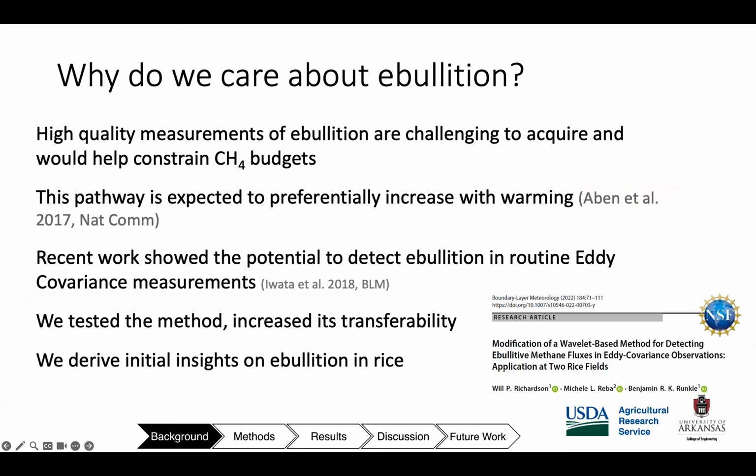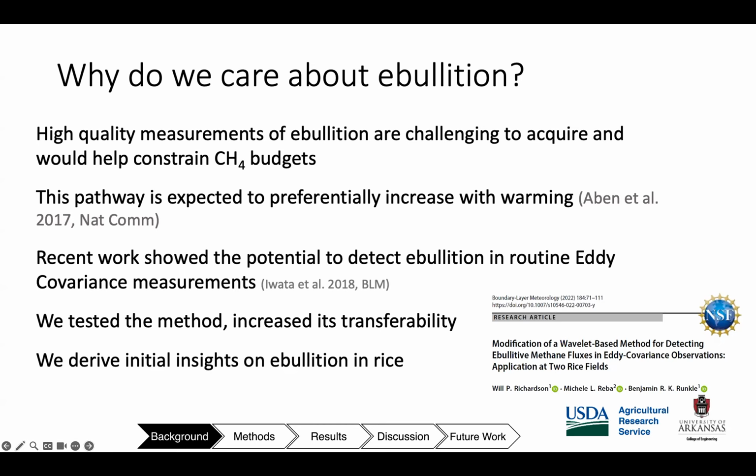So why do we care about ebullition? It's challenging to get, and it would really help constrain the methane budget. I co-organized a session on methane flux at AGU, and half of the speakers said something about, oh, and then there's ebullition. It's really difficult to get an accurate reading of something that's this sporadic in time and space. We have a site in our paper, that I'll talk about in a moment, where in different landscapes ebullition can be between 1% and 90% of the methane flux. So it's a really unconstrained part of the methane budget. There's also evidence that it will preferentially increase above the other pathways in response to warming, as there's more methane bubble creation in bottom sediments that then come up together.